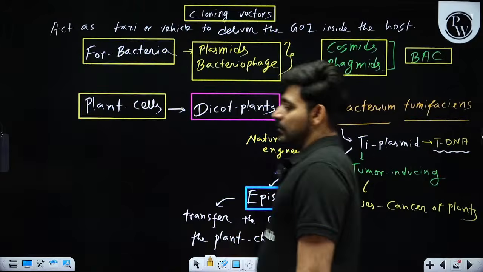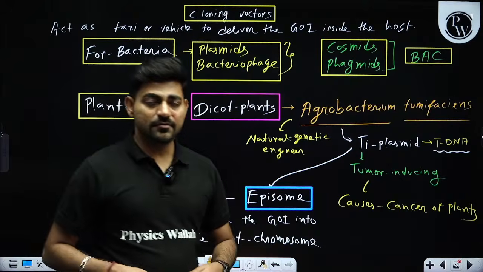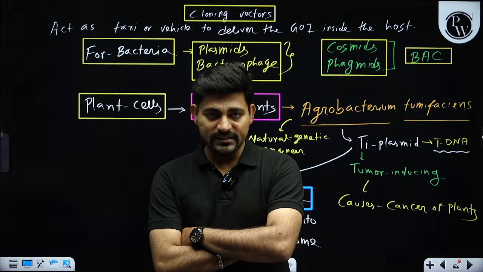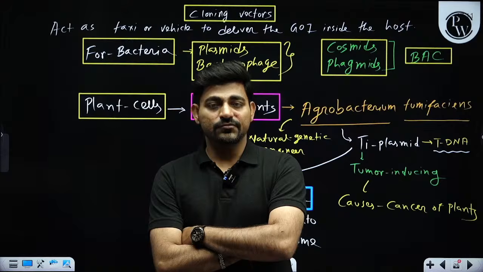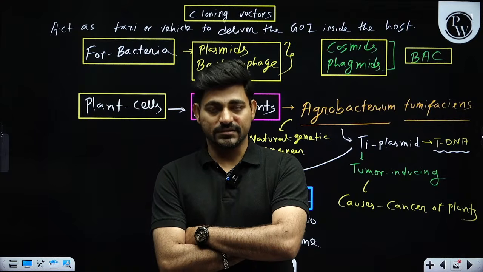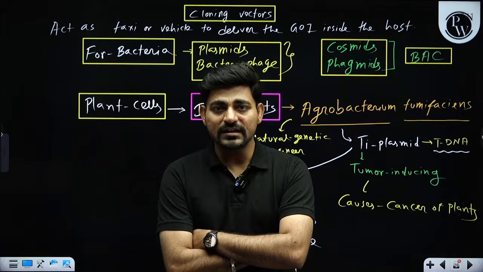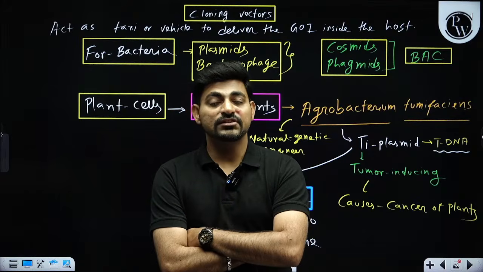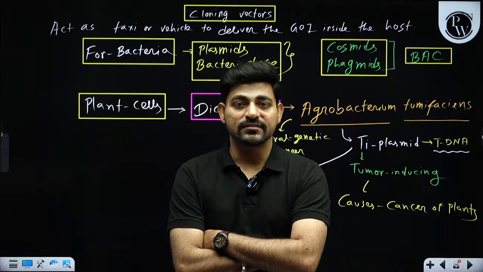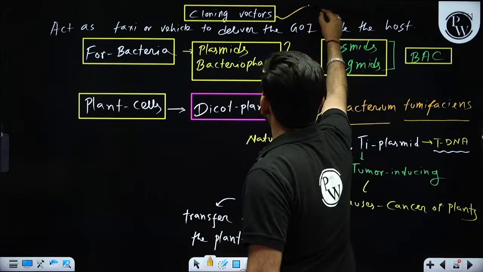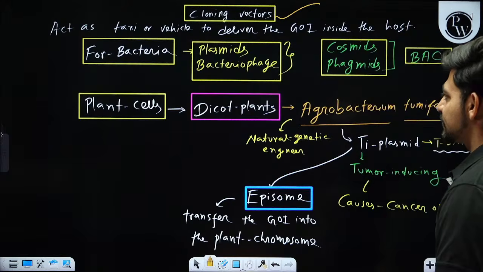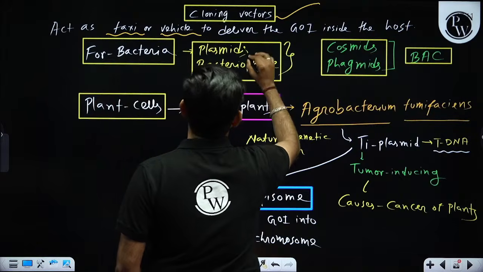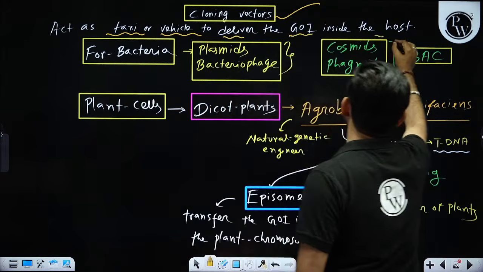Now we will talk about numerous cloning vectors. As we know, we cannot directly insert the gene of interest into the host cell. For that we need some introducer. We need to introduce the gene of interest to the genome of the host cell, otherwise the gene of interest will die inside. So for that we need to take help of cloning vectors. These cloning vectors are also called gene taxi or vehicle, to deliver the gene of interest inside the host.